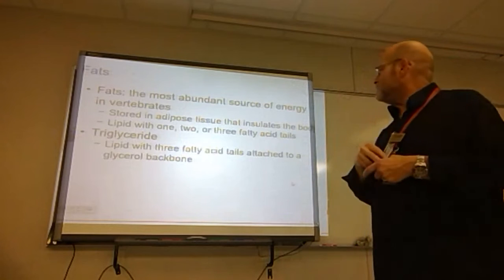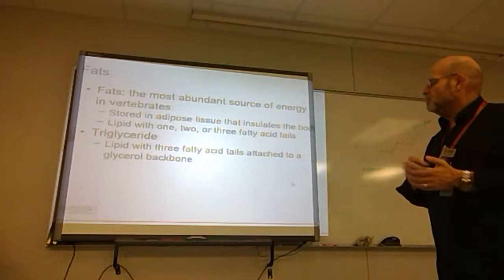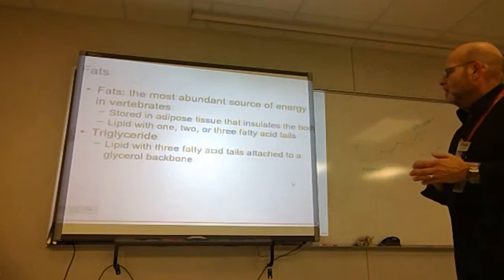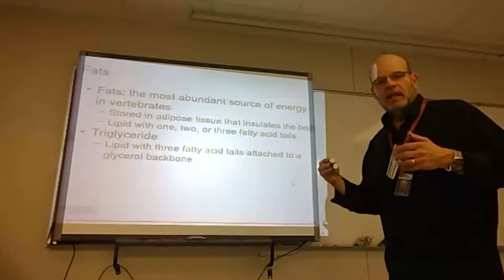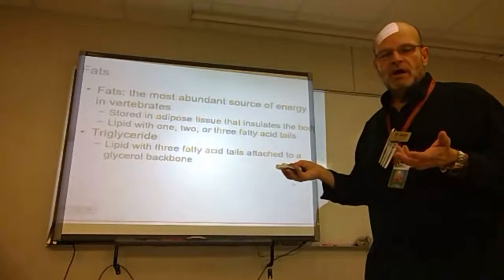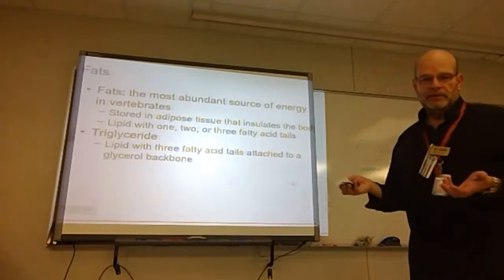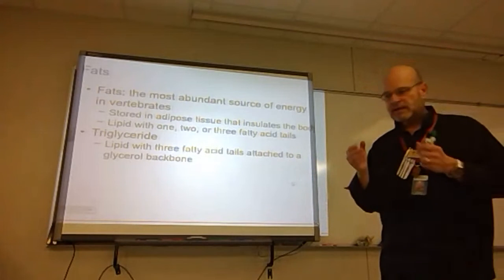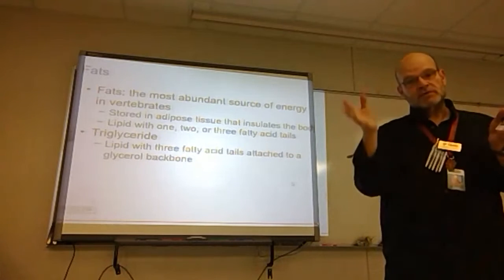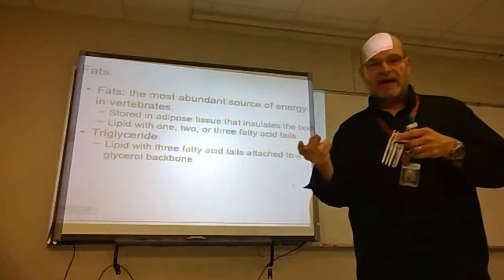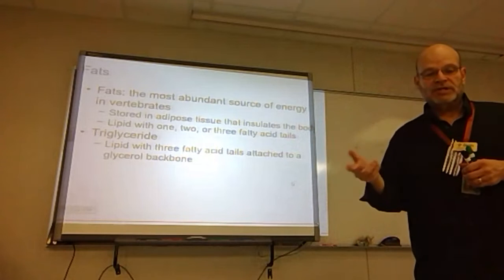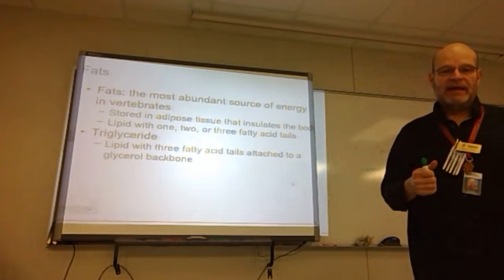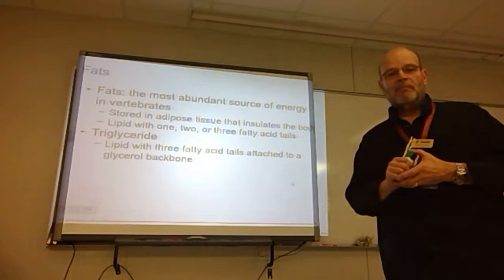Fats are the most abundant source of energy in vertebrates. It is stored in adipose tissue. Adipose tissue, in addition to giving us a long-term storage of fuel reserve, also gives us an insulator. Babies, for instance. Human beings actually have 2 types of fat. We have what is called brown fat, and we have white fat. Brown fat produces energy, produces heat. White fat is an energy storage.